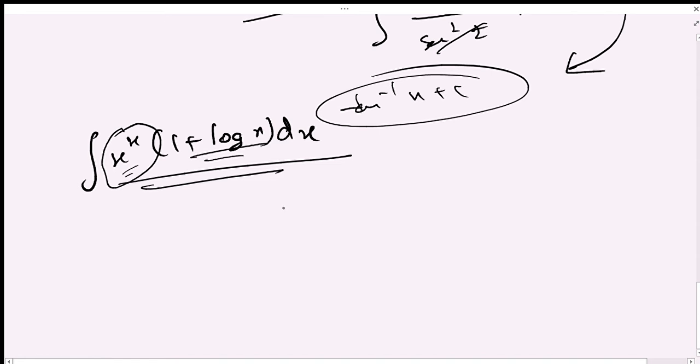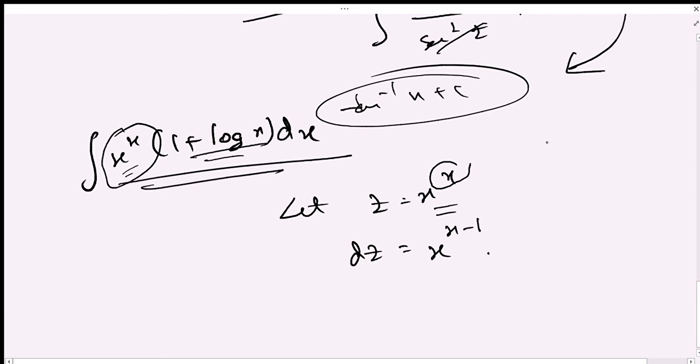Okay, so let z equal x to the power x. Now I guess you people know how to differentiate x to the power x. Let me explain how we actually solve this. First we assume this power to be a constant and differentiate accordingly. We first differentiate the form x to the power a, which becomes a times x to the power a minus 1. So here it is x times x to the power x minus 1.